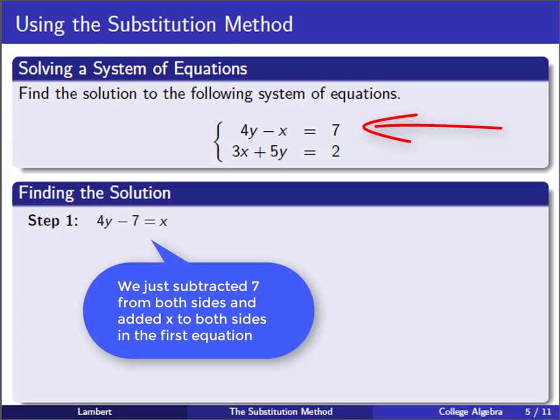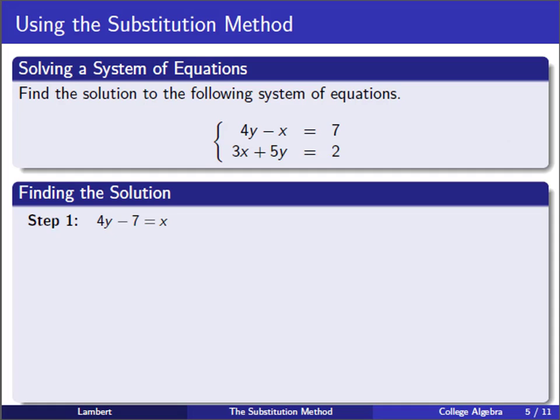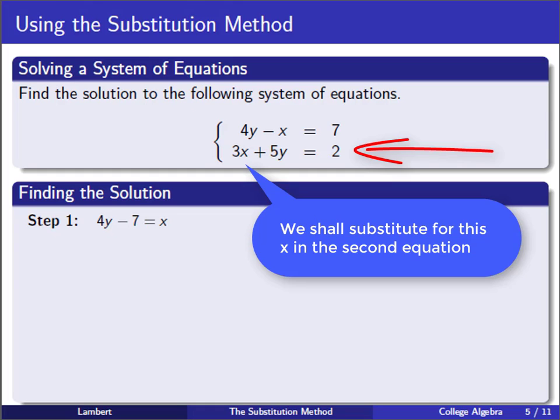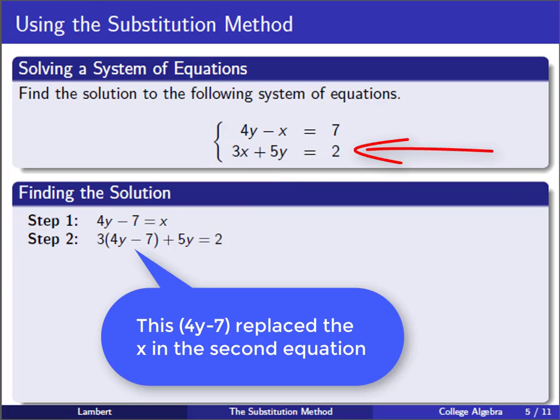Now we want to substitute. If you look at the second equation, we have 3x plus 5y equals 2. We want to substitute in for that x in the second equation. Just like you have substitute teachers filling in for your regular teacher, we get excited for the substitution method whenever we have a variable we can plug in. So with our second step, x is now replaced with 4y minus 7, so it's 3 times the quantity 4y minus 7, plus 5y equals 2.